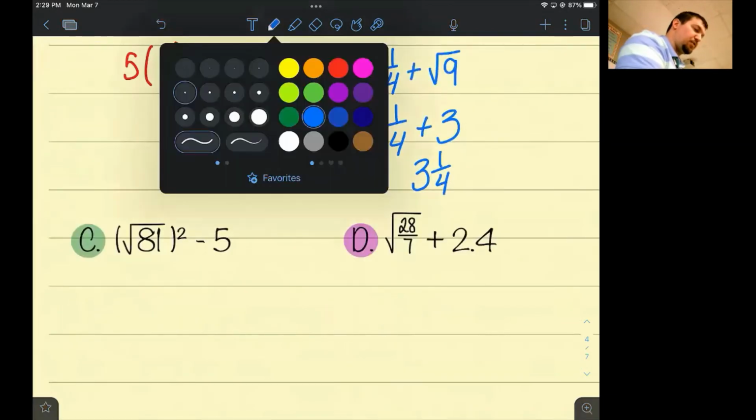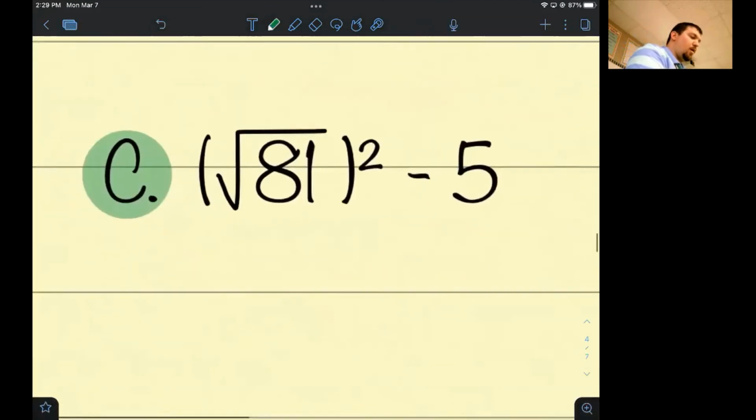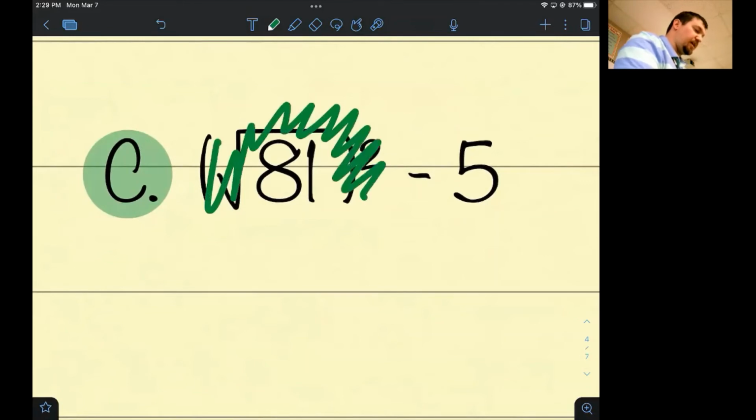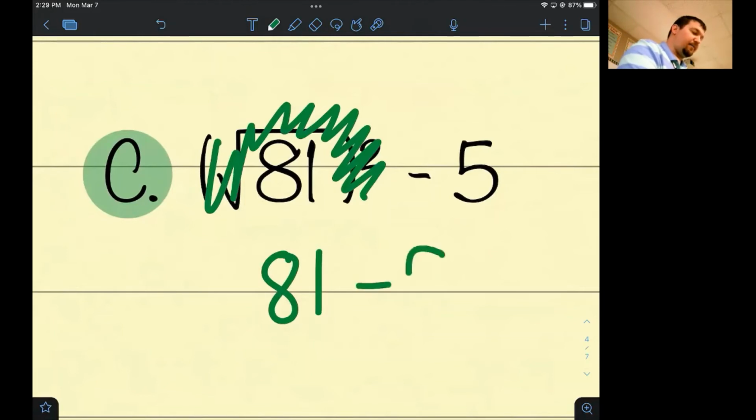We'll finish with this one. Aren't squares and square roots inverses? So what happens when you square a square root? It stays the same. So this is just going to give us 81, not 9. Because if I square root it and get 9, I got to turn around and square it again. What's 81 minus 5? 76.